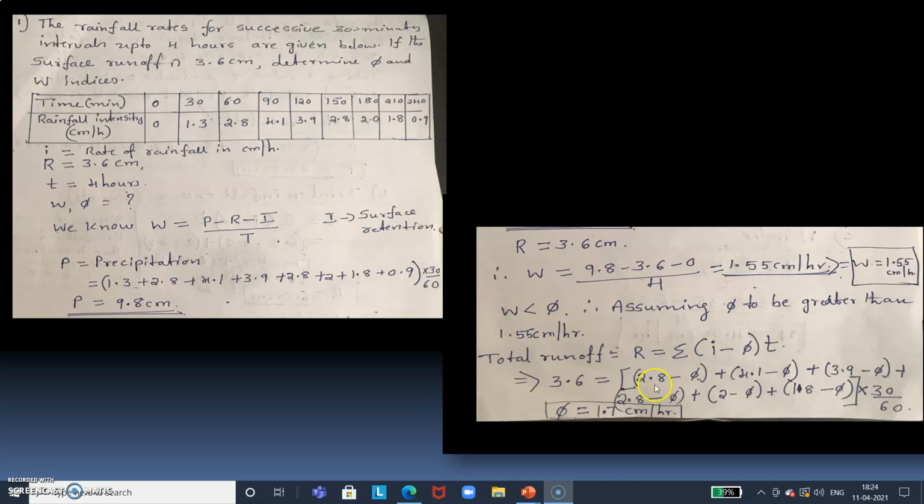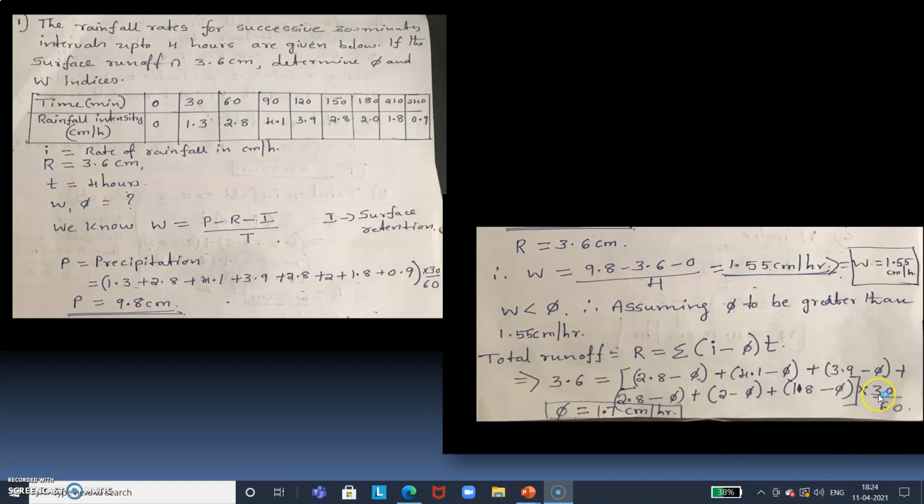So let us take 2.8. I is equal to 2.8 minus phi. Phi we don't know, we have to calculate. Plus the next I value is 4.1, so 4.1 minus phi, plus 3.9 minus phi, plus 2.8 minus phi, plus 2 minus phi, plus 1.8 minus phi. This 0.9 we cannot consider because it is less than 1.55. So only this many, and you have to convert into hour.